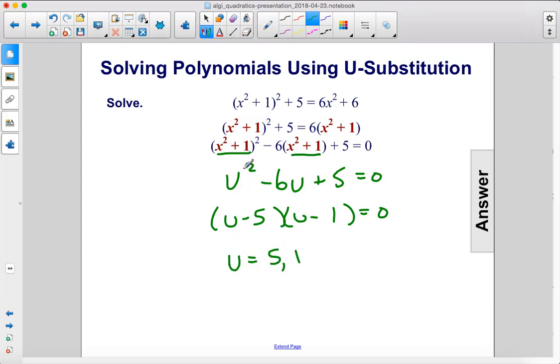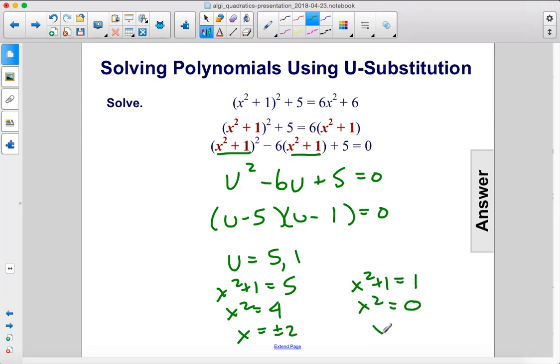So now we plug back in x squared plus 1 equals 5, and x squared plus 1 equals 1. So x squared equals 4, x equals positive or negative 2. Here we have x squared equals 0, so x equals 0. So our solutions are 0, 2, and negative 2.